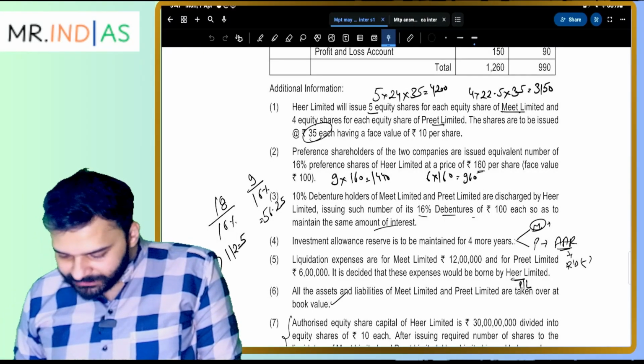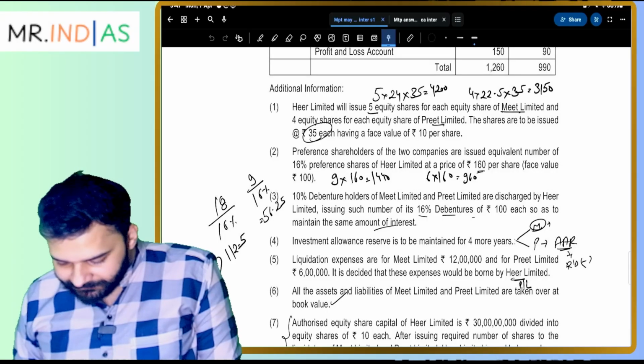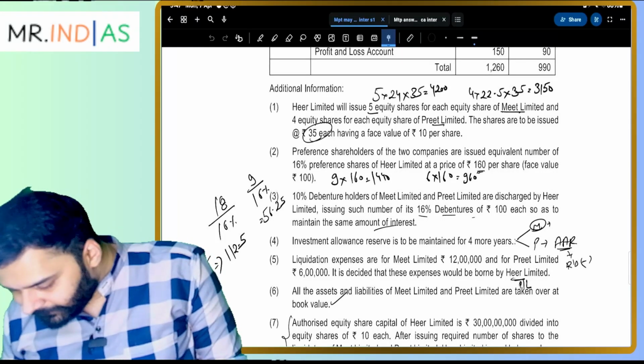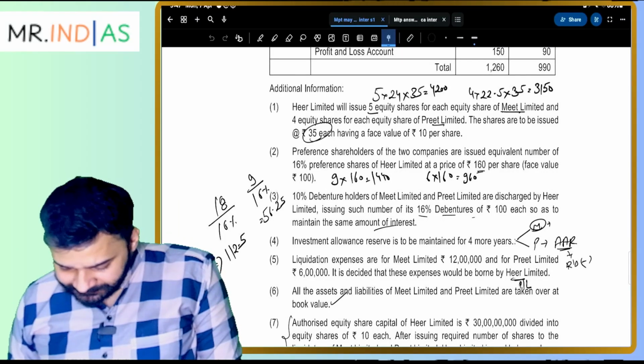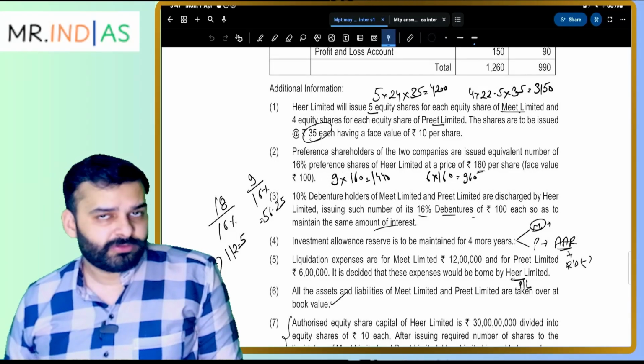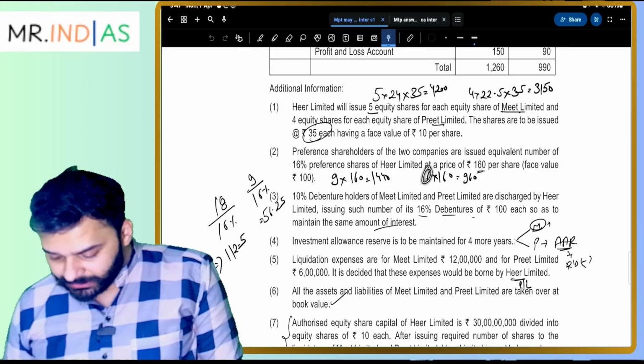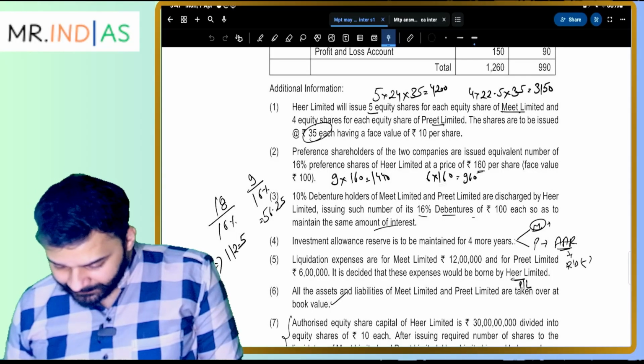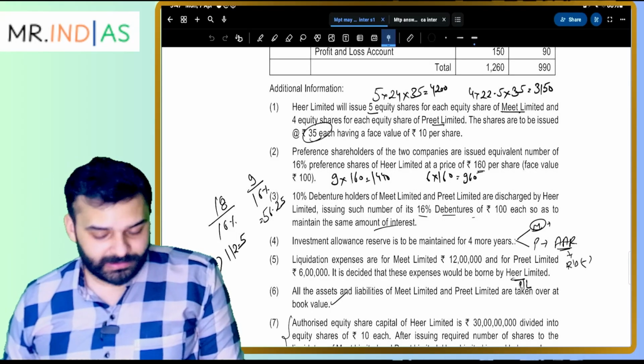Preference shareholders of the two companies are issued an equivalent number of 16% preference shares of Heat Limited at a price of 160 per share, face value 100. So number of preference shares are 9 into 160. This is the amount of preference share capital issued. Number of preference shares 6 into 160. This is the amount for preference shares, 960.